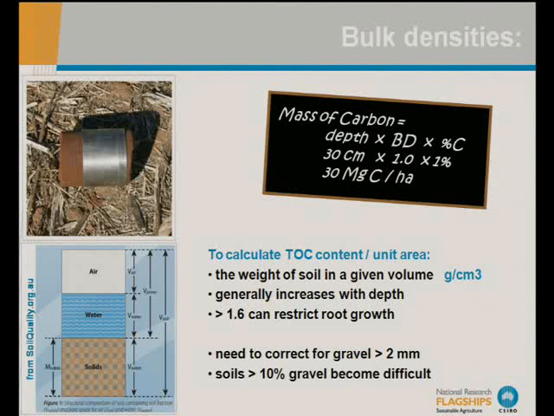The complication with bulk density comes when we step into gravel soils, and we'll need to apply a correction factor to the calculation in order to account for the gravel content. Sampling soils with more than about 10% gravel becomes difficult. And I think there's one or two people in the audience that have particular experience with sampling bulk densities in difficult soils.